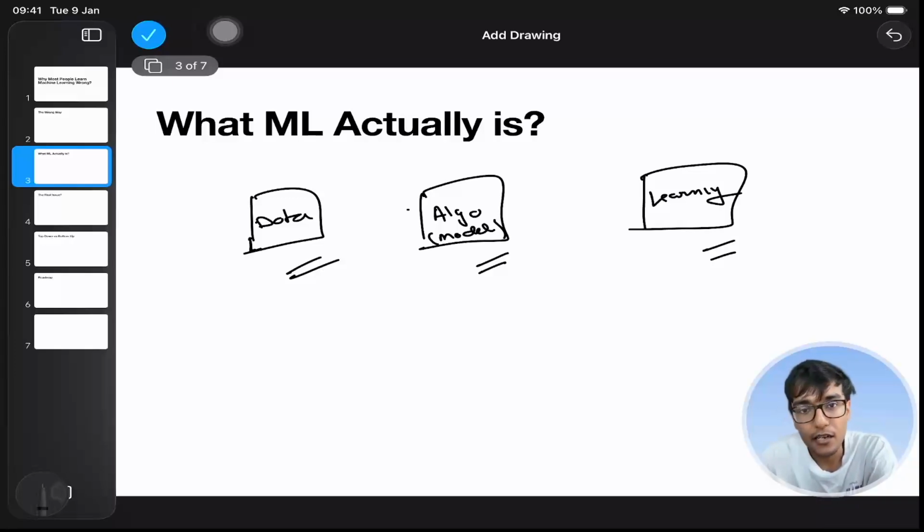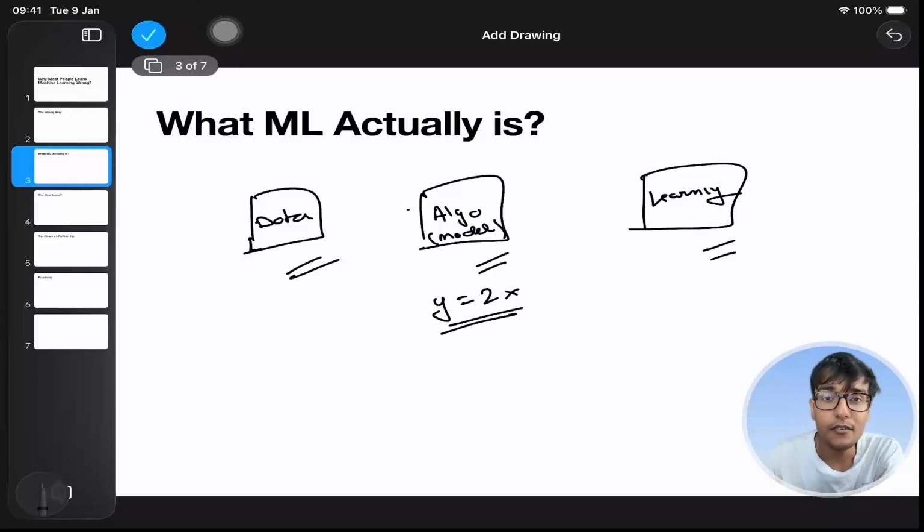Suppose you are staying in a place where the house price doubles every year, so your mathematical model becomes y equals 2x, right? But it does not happen, and there are a lot of uncertainties in our society. Suppose there's a graveyard beside your society, the prices actually drop, right? And that's when learning happens. Learning what changes are taking place, and adjusting the model so that predictions are not hampered. That's what learning actually is, and that's the core idea of machine learning.